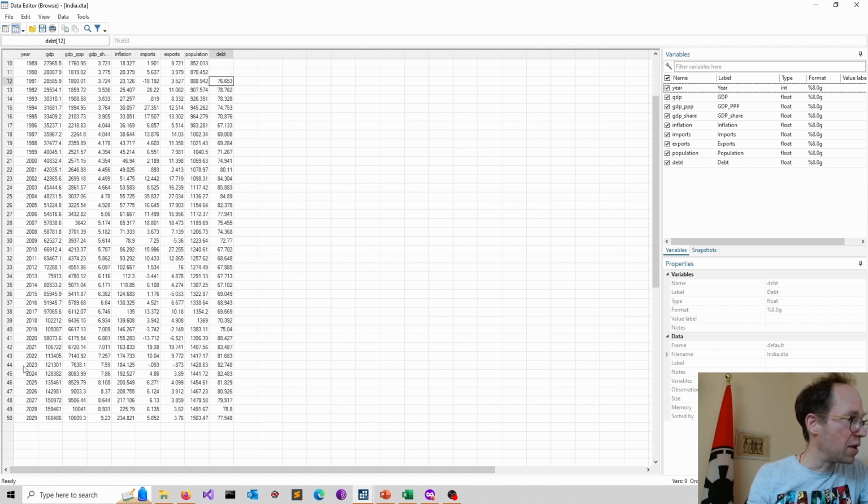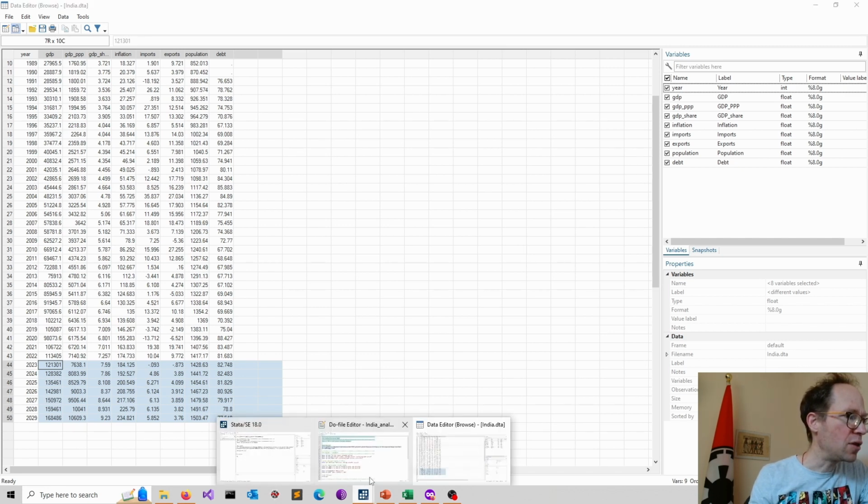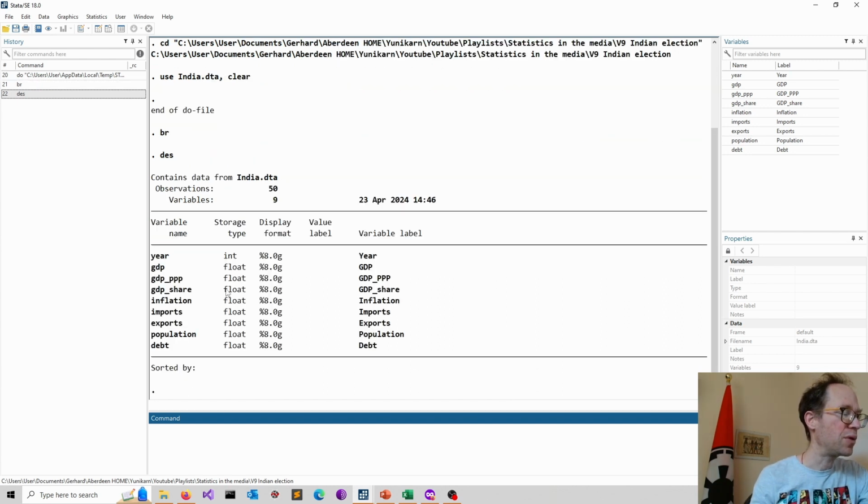Note that the data from 2023 onwards are forecasts. So the IMF always does some forecasting. So be careful with these forecasts. I would not necessarily rely on them too much. In particular, when it comes to forecasting debt levels, there's a tendency to assume that things stabilize. But, well, we have to be a bit skeptical here. So after you load your data, if you type in des for describe, you see now the structure of your data set.